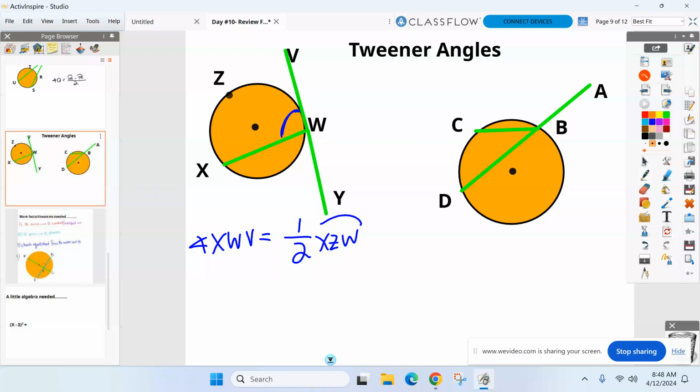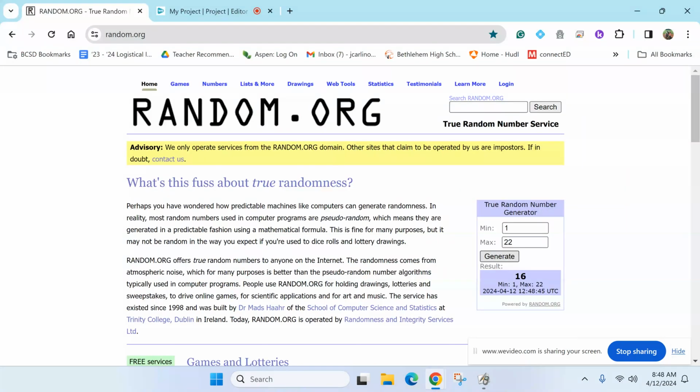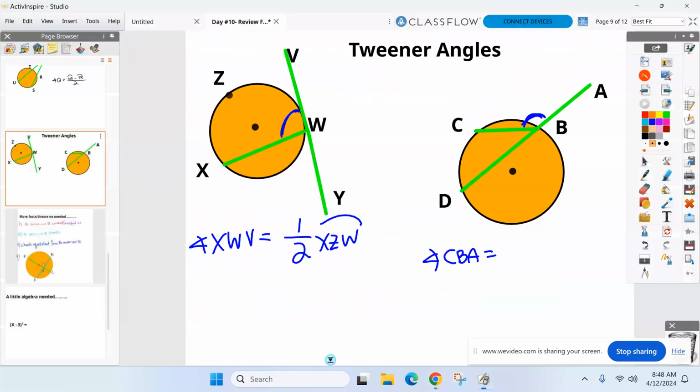Which tweener angle does not have a rule? Angle CBA up here. Because it's formed by a what and a what. This one does not have a rule. Brendan, ready? What's CB? Chord. You remember what we called DBA yesterday? Secant. Okay, this one does not.